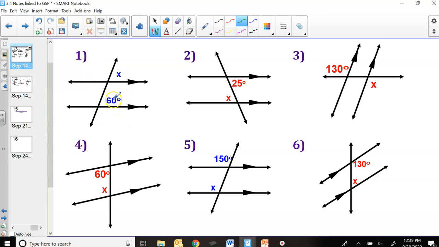So let's take a look at number 1 here. Are angle X and angle 60, what kind of angle are they? Well, this one's exterior, this one's interior, and they're on the same side of the transversal, but they're not both interior. So these two angles are corresponding. And according to what we just said, corresponding angles are congruent, so angle X is 60, okay? Also, I noticed that this is an acute angle, and so is this one, so that makes sense that they're the same size, okay?